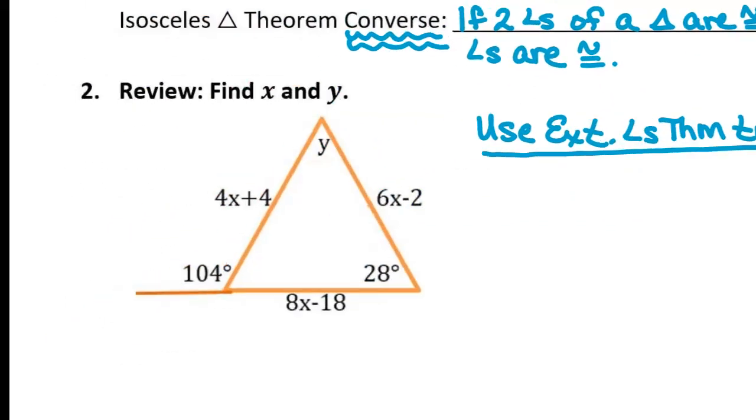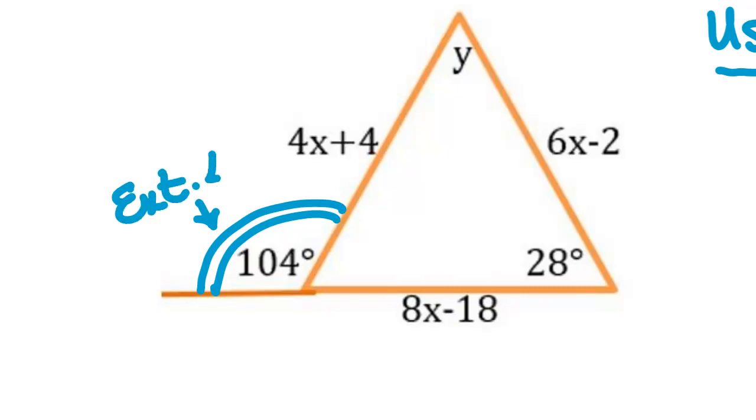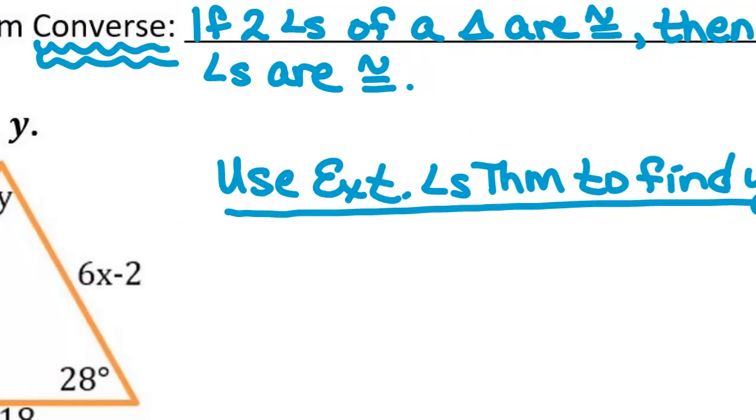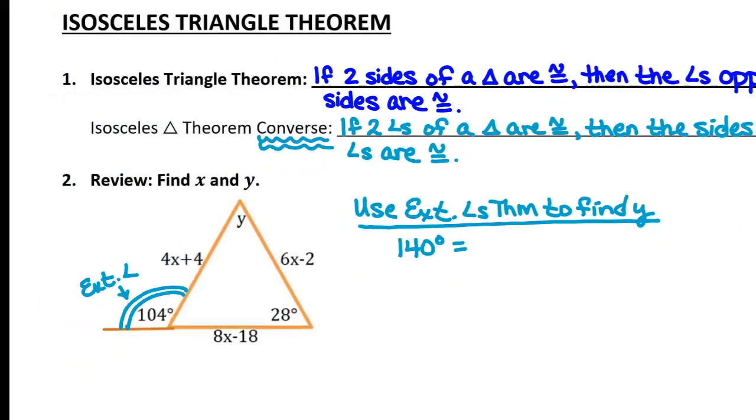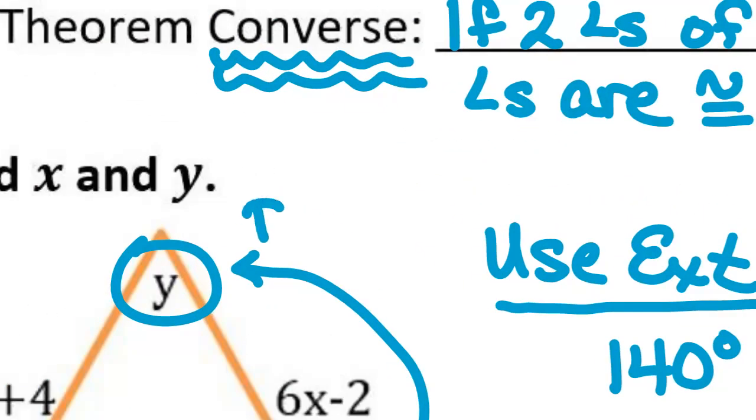Exterior angles theorem says that my exterior angle... how big's my exterior angle here? 104 degrees. This guy out here is my exterior angle. It is outside the triangle that I'm looking at. The exterior angle is going to be equal to the sum of the two remote interior angles, the two interior angles that my exterior angle does not touch. So that would be y and 28 degrees. These two here are the remote interior angles.